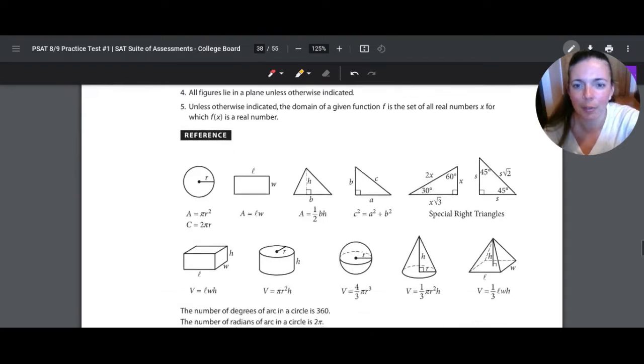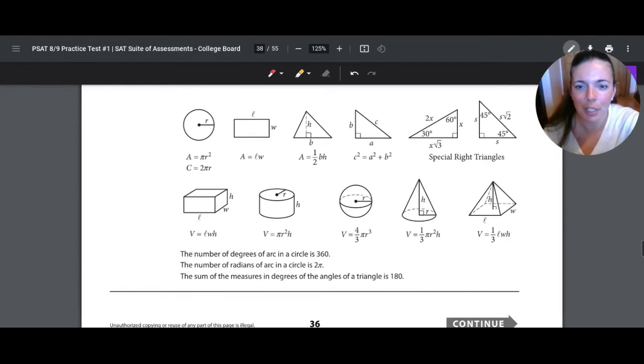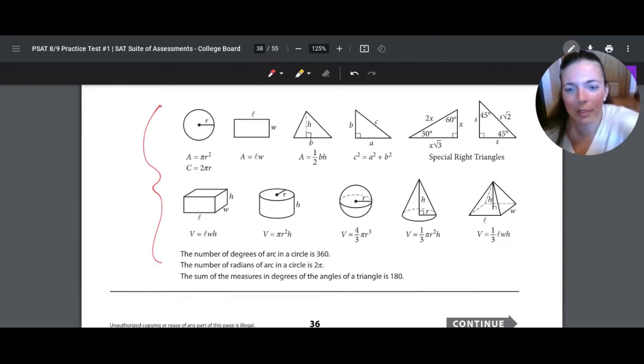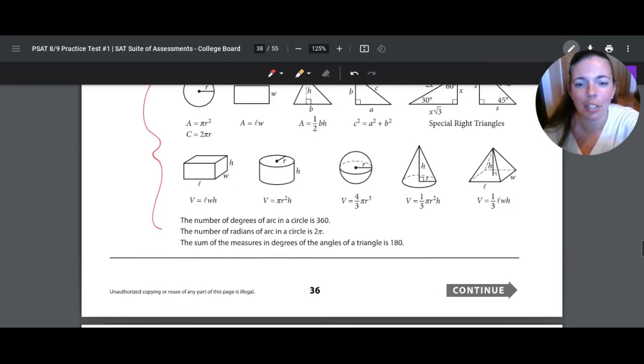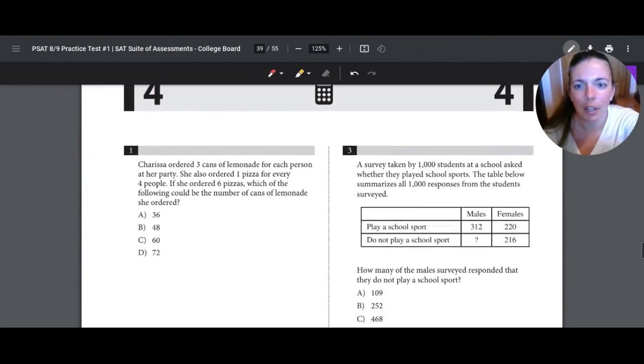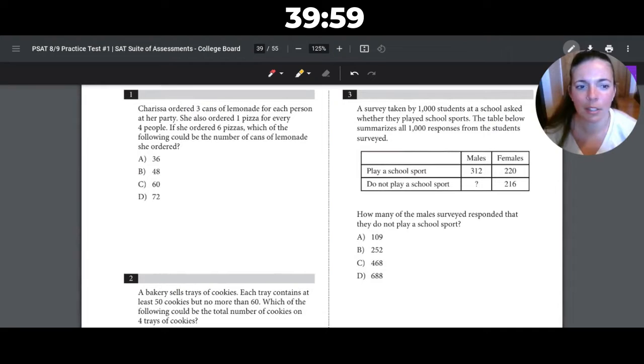So we still have our formula sheet. So we may need this, right? We used it a little bit in our last section. And we have 40 minutes. Now let's get started. Charissa ordered 3 cans of lemonade for each person at her party. She also ordered 1 pizza for every 4 people. If she ordered 6 pizzas, which of the following can be the number of cans of lemonade she ordered?